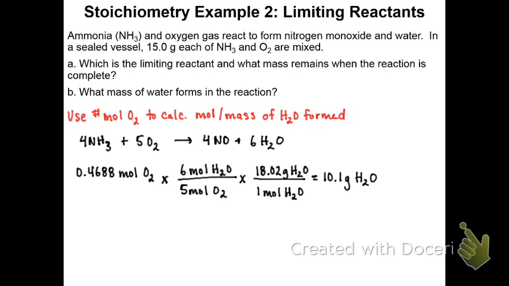And again, sig figs are correct because we have 15.0 grams of each of the reactants, and so we can have 3 sig figs in our answer.